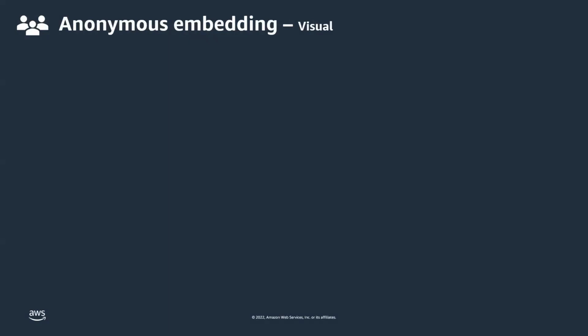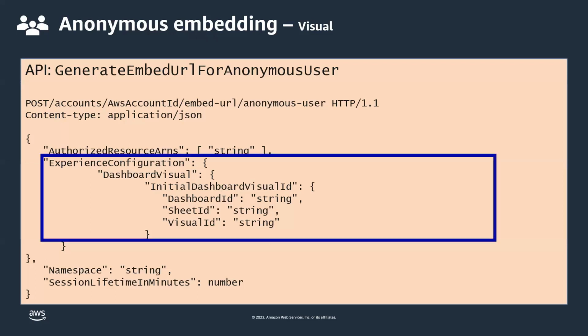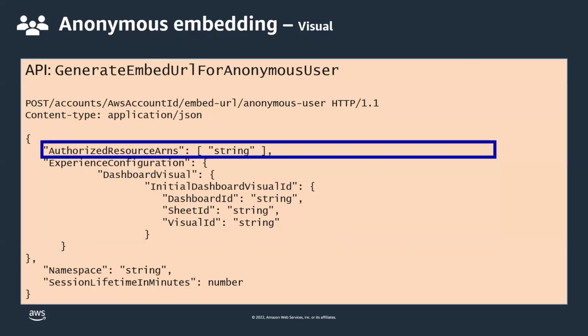For visual embedding in the experience configuration, we need to specify the value for the visual ID along with the sheet ID and the dashboard ID, right? And in order to define which dashboard the user can access during the lifetime of the session, they are to be configured, again the same way, in the AuthorizedResourceArns parameter. But sometimes limiting just access to the dashboard is not enough, right? You would rather also want to restrict access to the data within those dashboards.